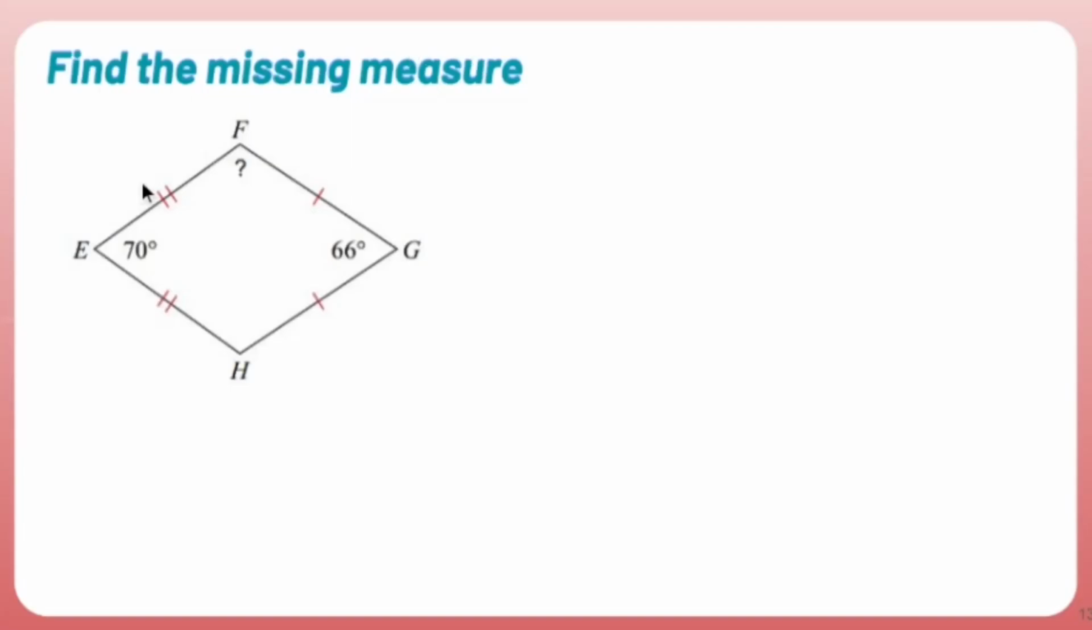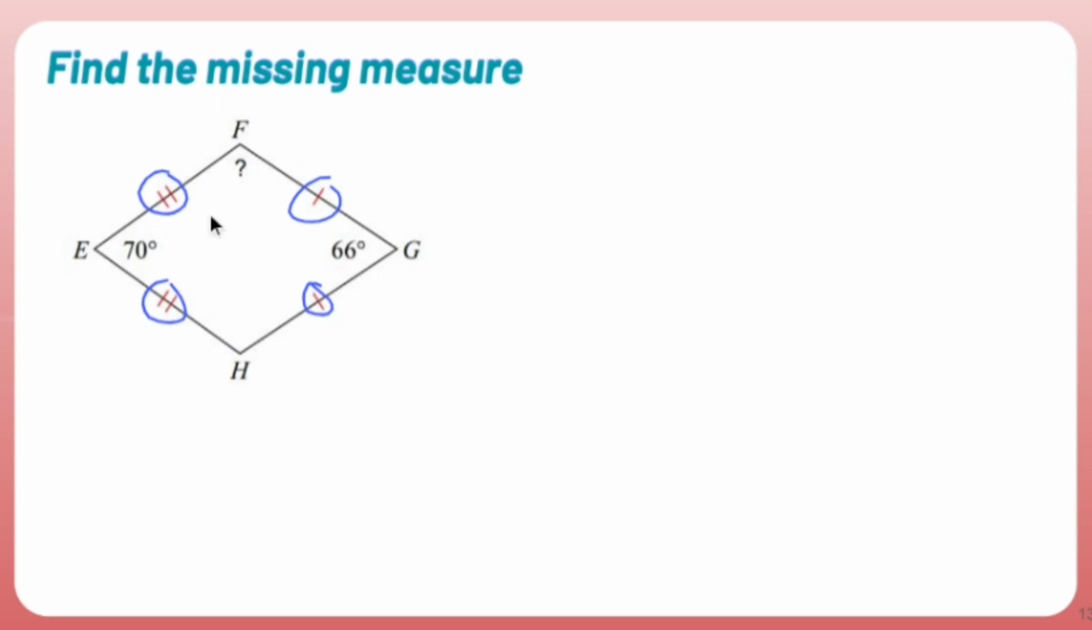Find the missing measure. What do we have? We have these two guys are congruent. These two guys are congruent. Oh, adjacent sides are congruent. This is a kite. You can imagine putting a line here and a line here and pretending there's a string and a couple bows and you have yourself a kite.